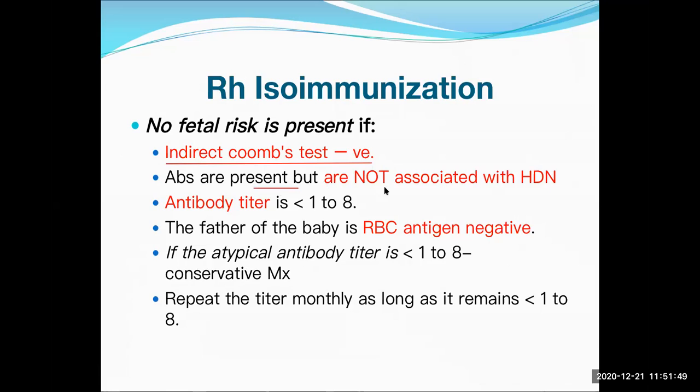Antibodies are present but are not associated with hemolytic disease of the newborn. Maybe they are too less in amount. Antibody titer is very less. The father of the baby is RBC antigen negative. There's no chance of RH incompatibility. If the atypical antibody titer is less than 1 to 8, then we go for conservative management because the chance of severity is very less. And repeat the titer monthly as long as it remains less than 1 to 8.